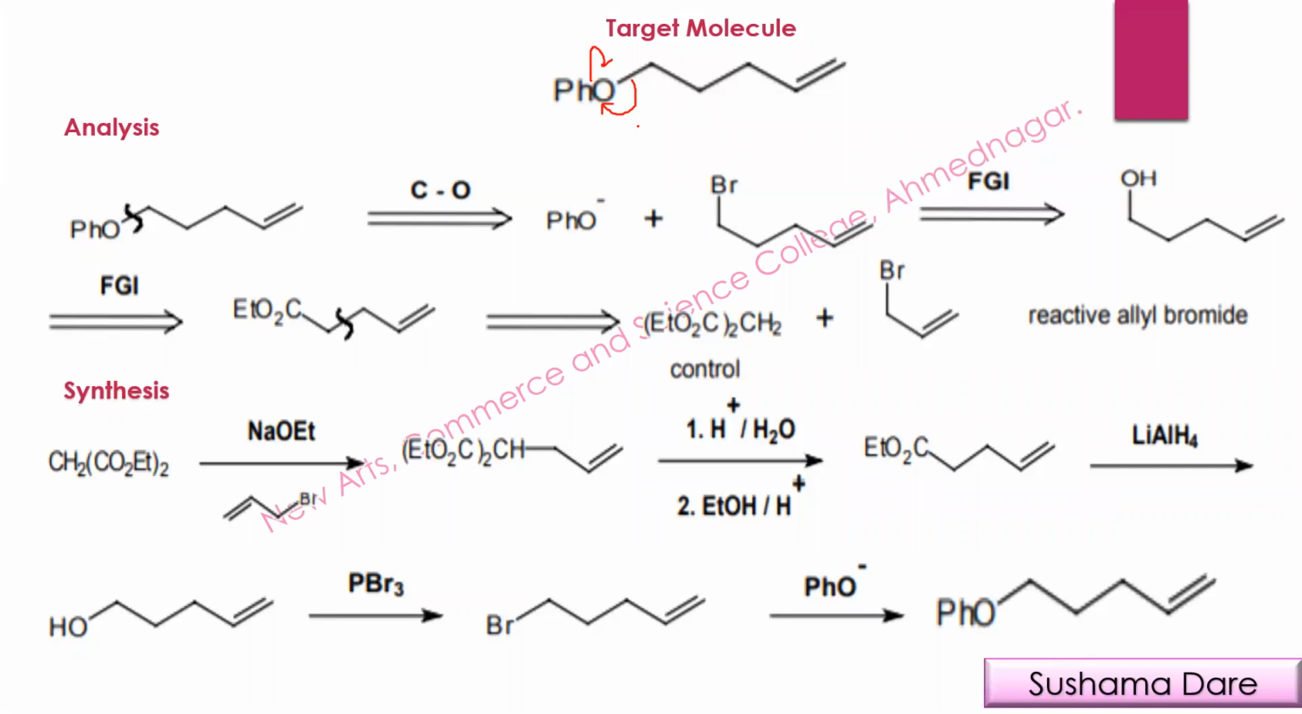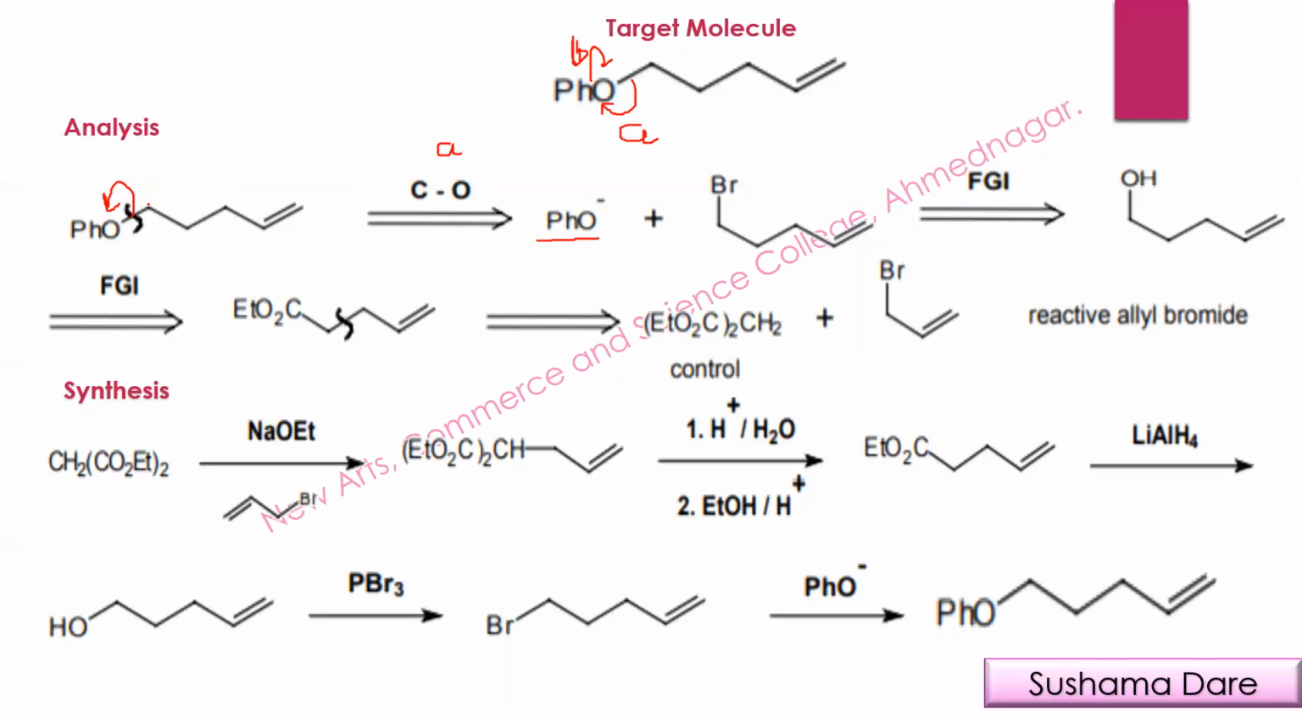But the best method is to disconnect this. I mentioned this as the A disconnection, and this one is the B disconnection. The best disconnection is the A disconnection. The reason is that you can easily get the phenoxide after this disconnection. Because of that, this is the best disconnection. So it gives you a phenoxide, which comes from phenol in presence of base.